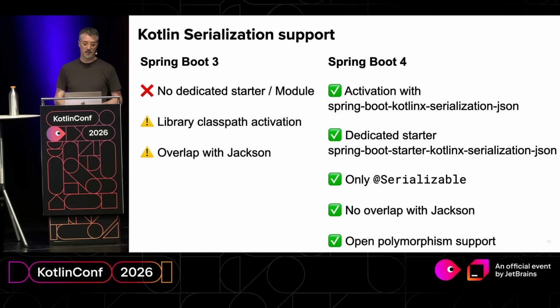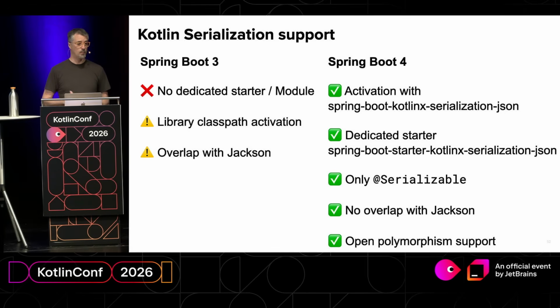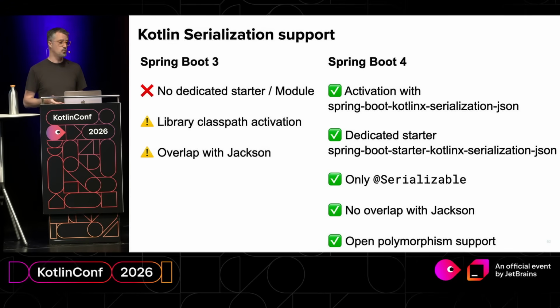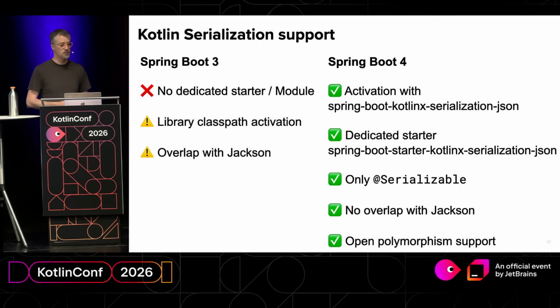In Spring Boot 3, there was no dedicated starter or module for Kotlin Serialization. The activation was a bit annoying because as soon as you had Kotlin Serialization on the classpath, Kotlin Serialization support on the Spring side was enabled. A few years ago that was not an issue, but nowadays you have a lot of libraries that you just add on the classpath that use Kotlin Serialization transitively. So it was a too-weak activation condition, and that triggered some issues.